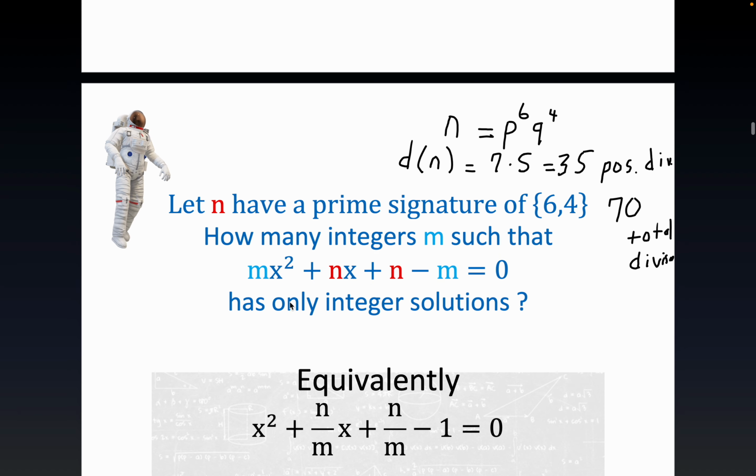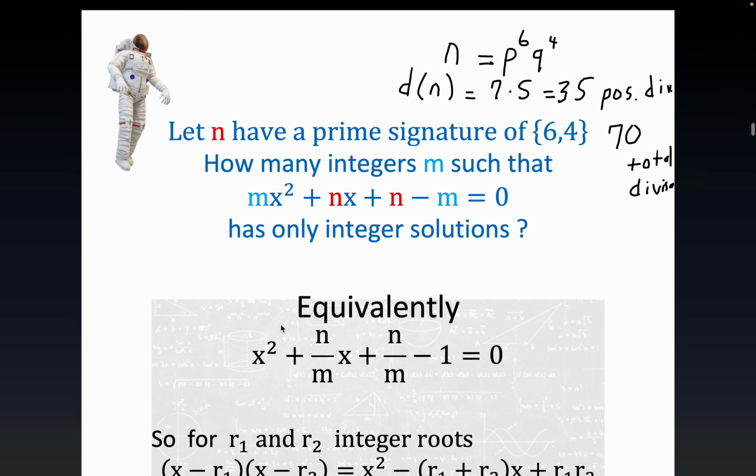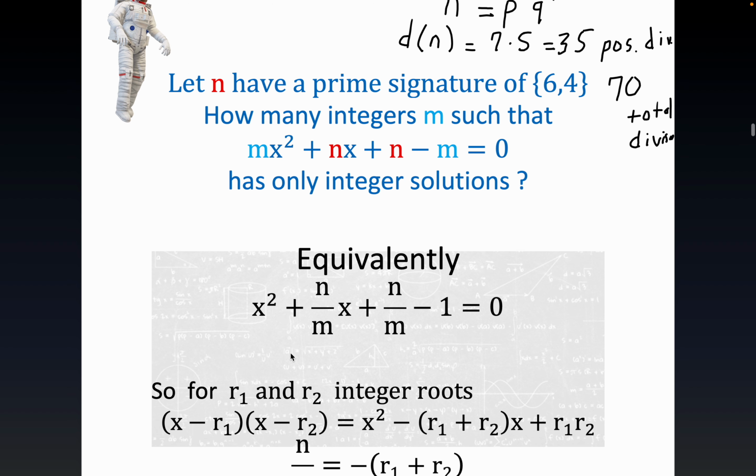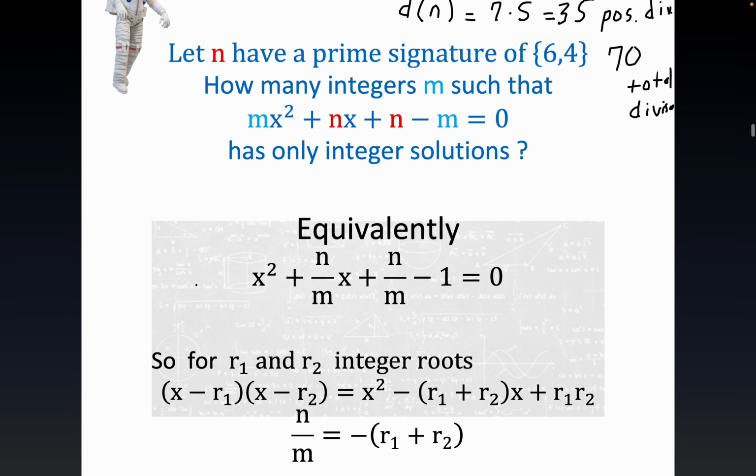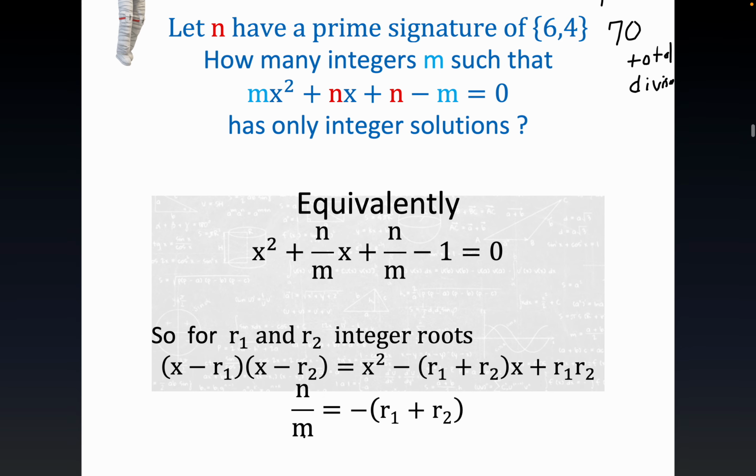Now let's move along. You can rewrite this in a way that's a lot more palatable. You can divide through by m, and you get this statement right here. Again, it's in quadratic form, and we have n over m as the coefficient of x. Now, if we take R1 and R2 to be integer roots, and that's what this is saying, integer solutions, integer roots, solutions mean the same thing in this context. We see that n over m is equal to minus R1 plus R2. It's minus the sum of the roots, but this object has to be an integer.